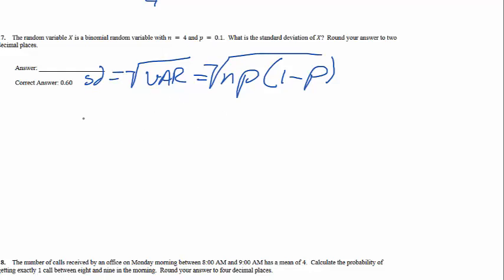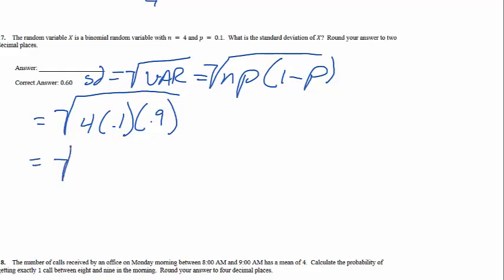All right, so what is n? n is 4, p is 0.1, 1 minus p is 0.9, and I'm going to take the square root of the whole thing. So 4 times 0.1 times 0.9 is equal to 0.36, and the square root of 0.36 gives me, oh, how neat, the answer is 0.6, or 0.60 because it's asking you to round to 2 decimal places.